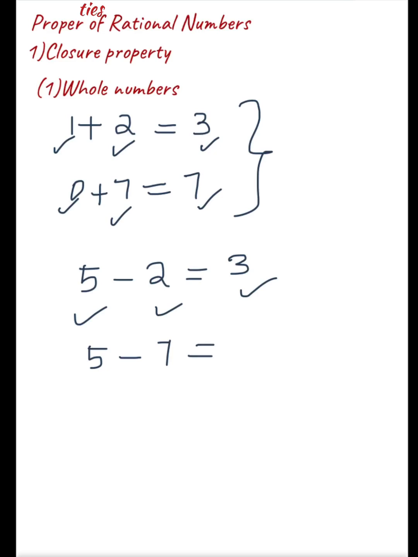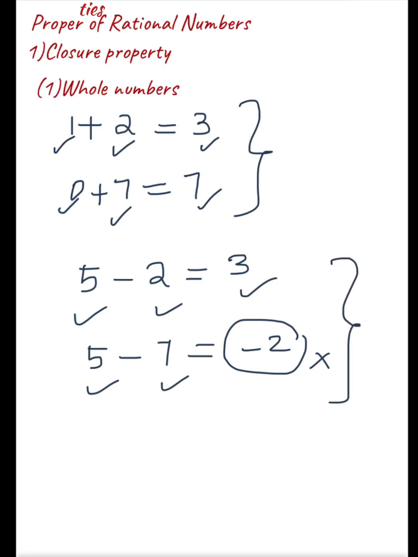Then what will be the answer? You know that 5 minus 7 is minus 2. Here 5 and 7 are both whole numbers, but the answer minus 2 is not a whole number. It's an integer. That means when you are taking two whole numbers and subtracting them and the result is not a whole number, whole numbers are not closed under subtraction. So whole numbers are closed under addition but not under subtraction.